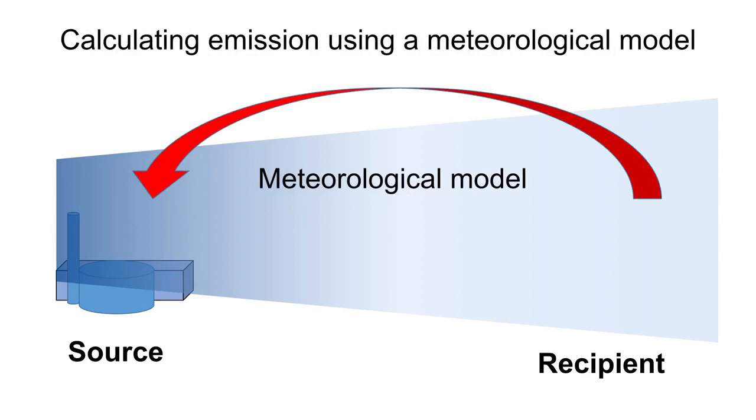Using a meteorological model, taking into account also possible chemical transformations, the emission may be calculated from knowledge of the concentrations measured at the recipient by running the model backwards. This is, however, not possible when the meteorological conditions are complicated, which is often the case. Thus, alternative methods are necessary.